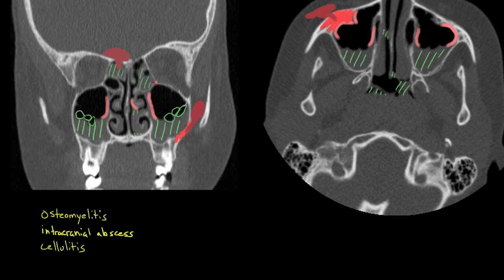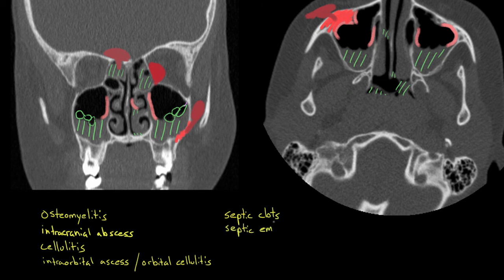If the infection spreads this way, through the ethmoid air cells, into this cavity, that's your orbit. That's where your eyeball lives. That can be a super severe complication too. That can cause an intraorbital abscess or an orbital cellulitis. And there's all sorts of important arteries and veins that run through your head and neck. And if infection gets into them, it can cause infected clots or septic clots. And it can also travel to other parts of the body, and those are called septic emboli.